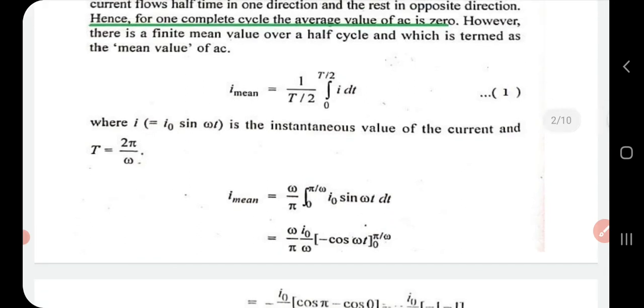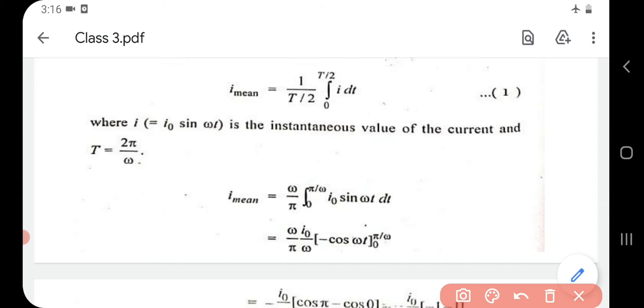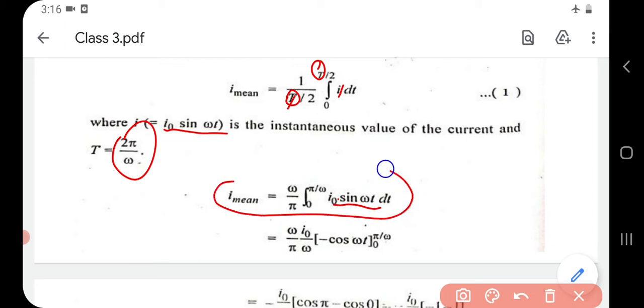Now for this value of i, you have to substitute these two values. Instead of this i, you have to write this. So that is written here. Then T is 2 pi by omega. Substituting here, instead of T, 2 pi by omega, it will be omega by pi. Similarly for this T also, you substitute 2 pi by omega, so the upper limit reduces to pi by omega. That is how you obtain this expression. Now omega by pi is kept as such, and I0 is a constant, so that is taken outside.